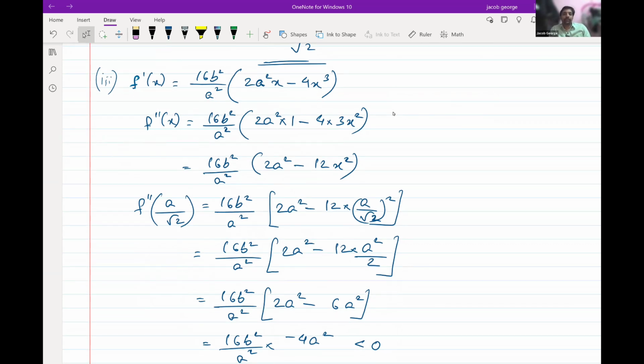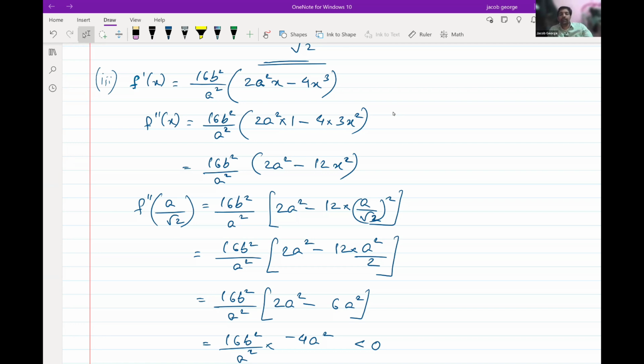So 16b square by a square into 2a square minus 12 into a square by 2. So this is 16b square by a square into minus 4a square, which is less than 0. Means the second derivative is negative. Clear? Second derivative is negative. Okay.